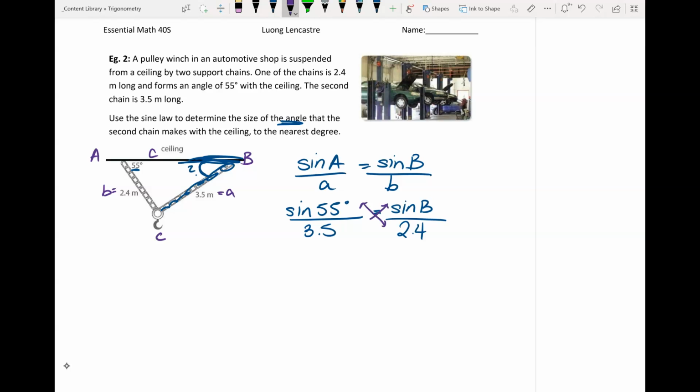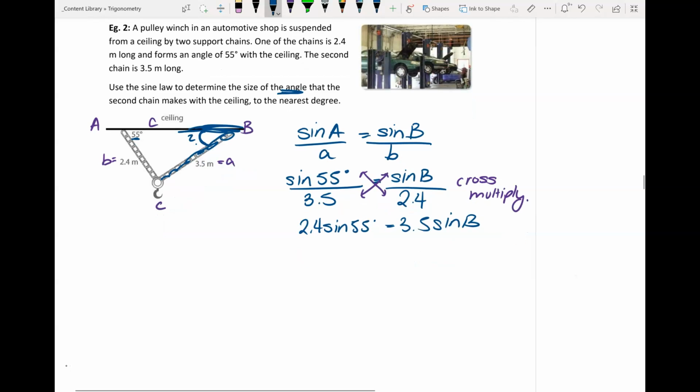My first step is to cross multiply. So that's the arrowhead 2.4 multiplied by sine 55. And the bottom arrowhead on our left side is 3.5 multiplied by that top arrowhead on the other side, which is sine B. Now I'm going to divide to isolate sine B. So I'm looking for B. So I'm going to divide both sides by 3.5.